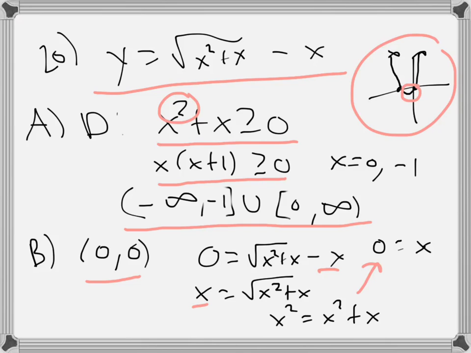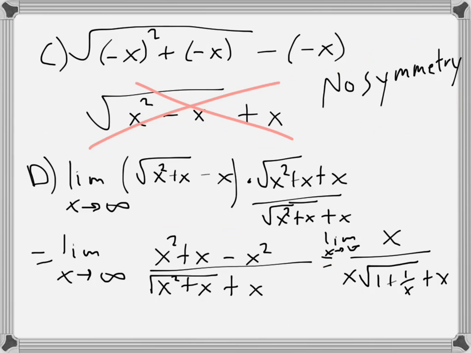From here, my next step is to do symmetry. There's no periodic symmetry, that's really for trig functions. So I try to do even or odd symmetry, but if I plug in minus x, the square becomes x squared again, but then I'm stuck with this other minus x in the square root, and this other minus x outside. It doesn't look like the same function, and it doesn't look like the negative of the original, so there's no symmetry. The last thing to do before we do derivatives is the asymptotes.